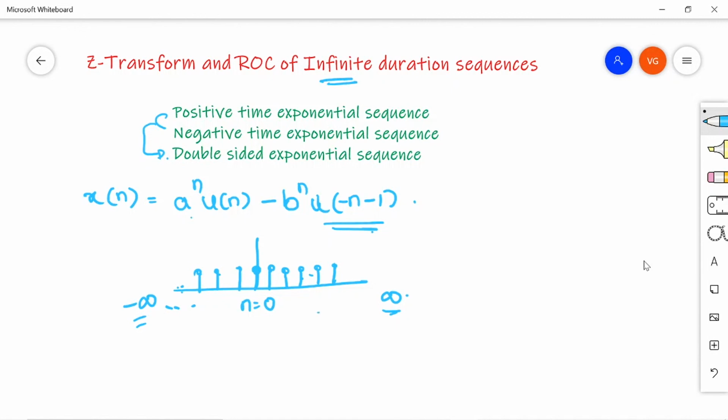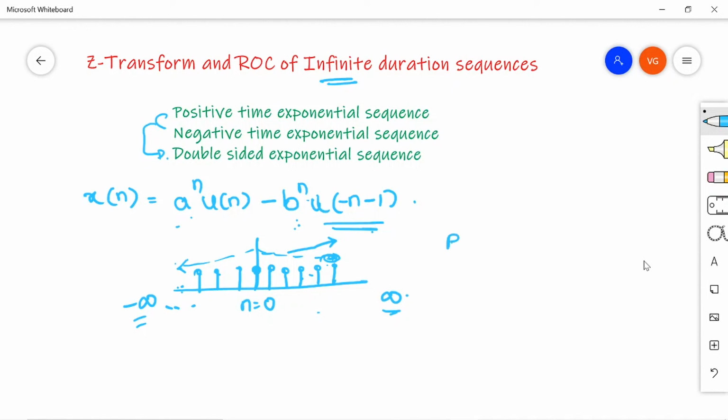So now both the sides it is exponential, right? So the signal exponentially increases on your positive side and decreases on your negative side. Sorry, this side, yeah, b power minus 1, b power minus 2, like that. So it will be exponentially decreasing, right? So both the sides, it's an exponential sequence. So that's why this is called double-sided exponential sequence.